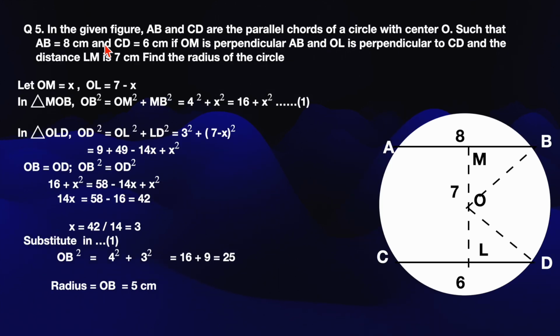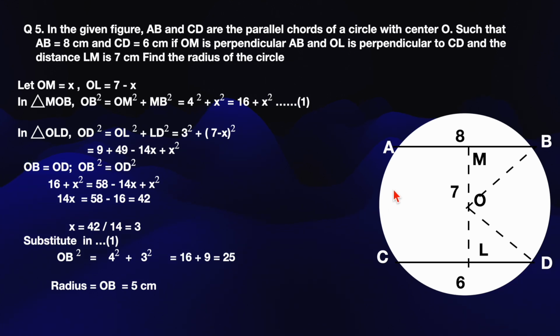Question 5. In the given figure, AB and CD are the parallel chords of a circle with center O such that AB is equal to 8 cm, CD is equal to 6 cm. If OM is perpendicular to AB and OL is perpendicular to CD and the distance LM is 7 cm, find the radius of the circle.